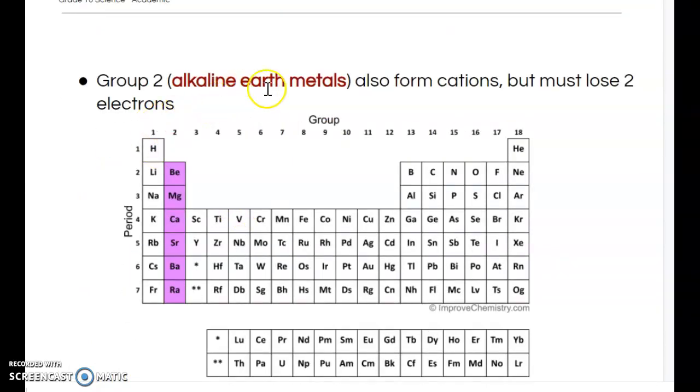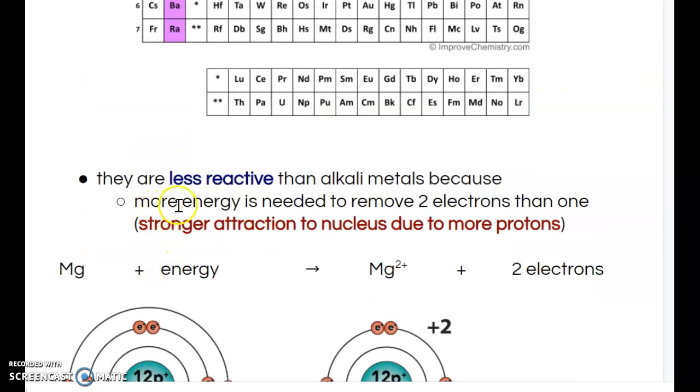Group 2, the alkaline earth metals, also form cations, but must lose two electrons. Like I said, the alkali metals can lose one electron, which is really easy. The alkaline earth metals need to lose two electrons, which makes them a little bit less reactive than the group 1 alkali metals. They're less reactive than alkali metals because more energy is needed to remove two electrons than one.